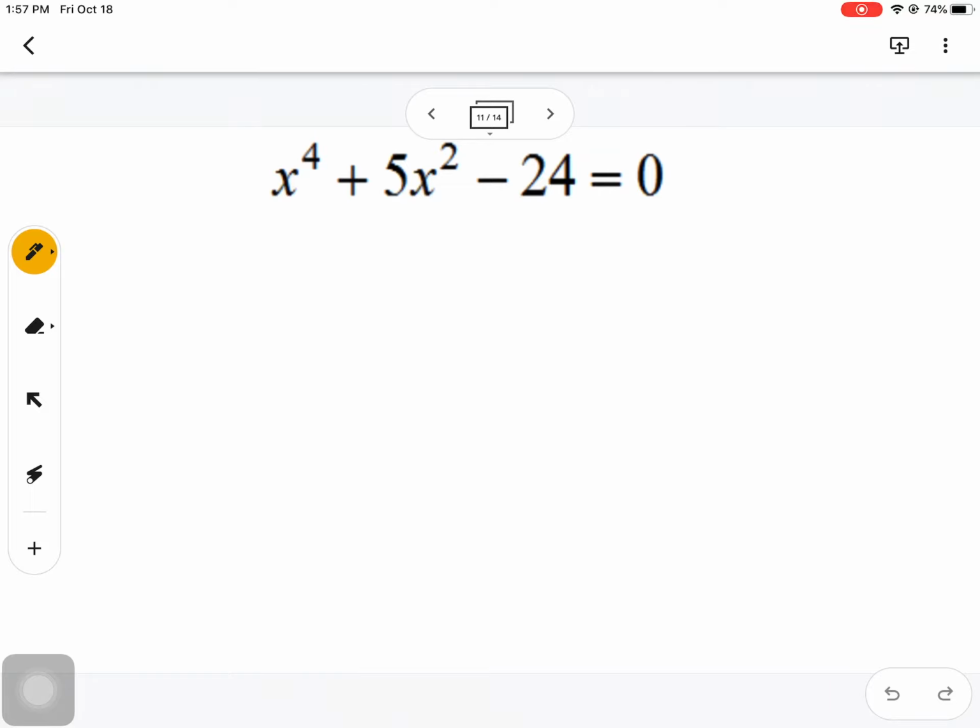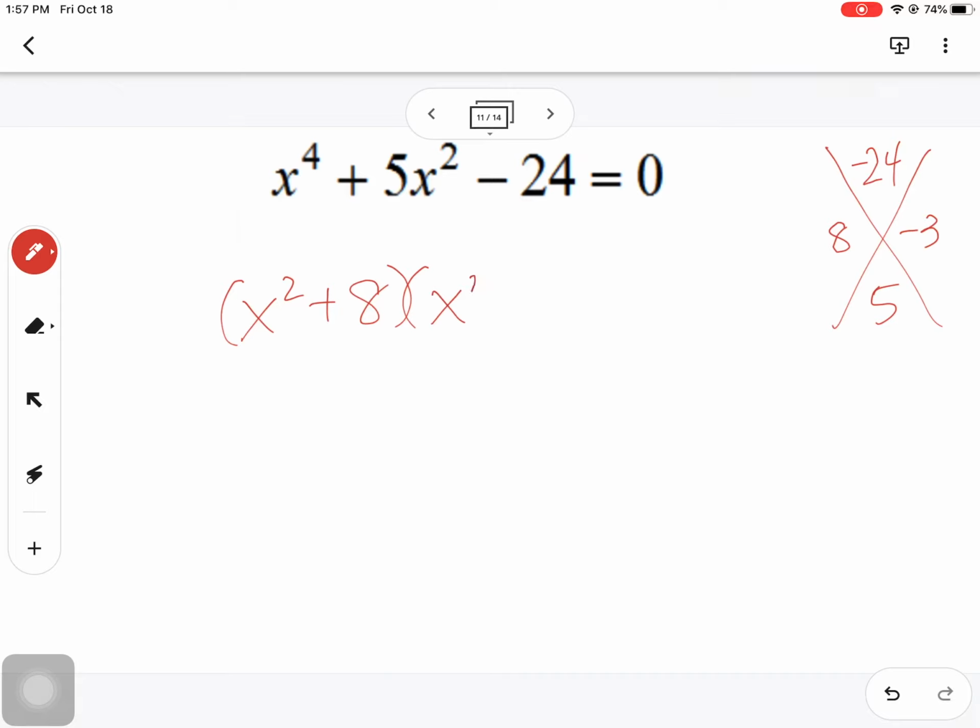Go ahead and try this one for some extra practice. When we do this one, you're multiplying to negative 24 and adding to 5. The numbers for that are going to be 8 and negative 3. So go ahead and make sure you factor that all the way down. Okay, and it would look like this after your factor by grouping.